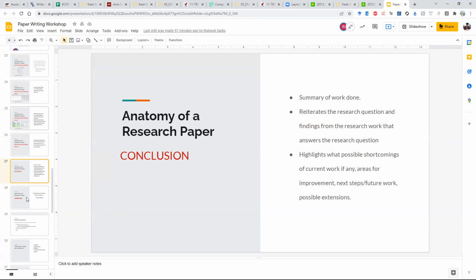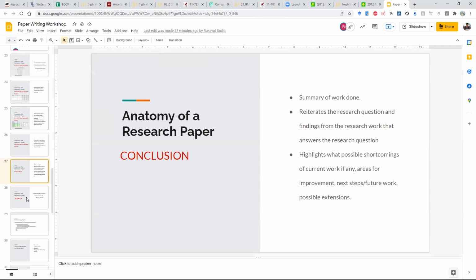So the conclusion section, as you might be aware, is just a summary of your paper, a summary of the work done. It reiterates the fundamental research questions and findings from your work that answer the question. So perhaps you set out to solve some problem that you noticed in other works, or you noticed a gap in the current research and you propose a solution to close that gap. The conclusion should drive it home that you did indeed successfully complete what you set out to do.